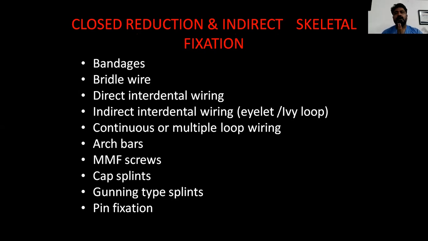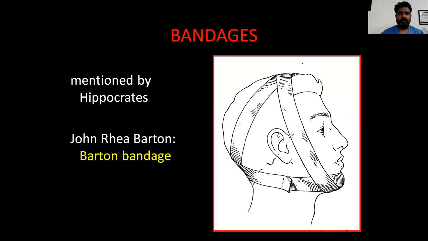The treatment modalities are bandages. Yes, this is the first line of treatment. Then bridle wire, then direct interdental wiring, indirect interdental wiring, continuous loop wiring, arch bars, maxillomandibular fixation screws, cap splints, gunning splints, and pin fixations. These are the types. This is a bandage. So we have the Barton bandage or barrel bandage for that.